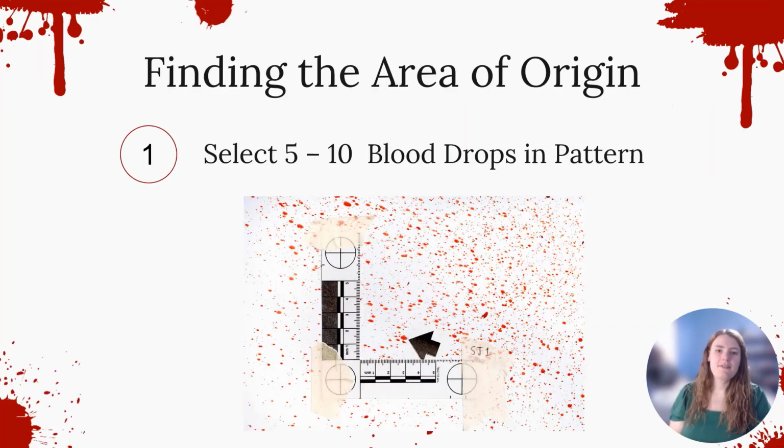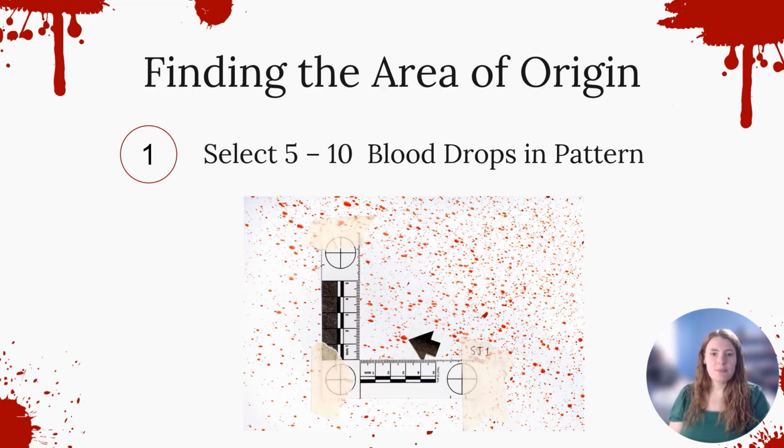Now there are 5 steps to determine the area of origin. First, you want to select between 5 and 10 blood drops from a single bloodstain pattern to analyze. Now there is no magic number in terms of how many to use, but you want to make sure that you have enough drops to reduce uncertainty while also focusing on a single bloodstain pattern.